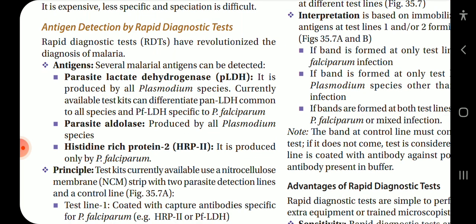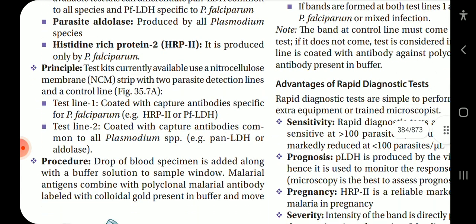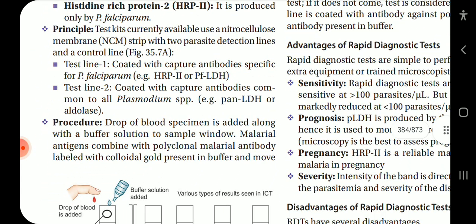Rapid diagnostic tests (RDTs) have revolutionized the diagnosis of malaria. Antigens: several malarial antigens can be detected. Parasite lactate dehydrogenase (PLDH) is produced by all Plasmodium species. Currently available test kits can differentiate pan-LDH common to all species and PF-LDH specific to Plasmodium falciparum. Parasite aldolase is produced by all Plasmodium species. Histidine-rich protein 2 (HRP2) is produced only by Plasmodium falciparum.